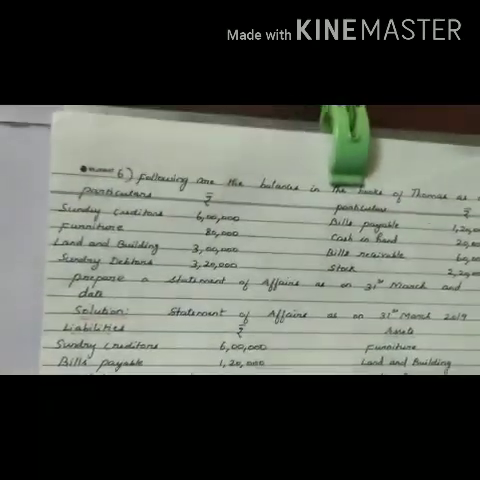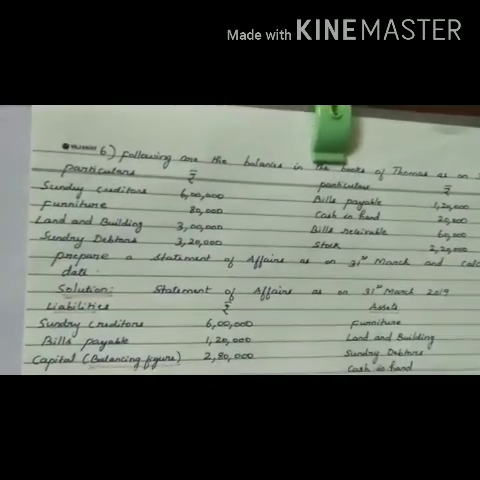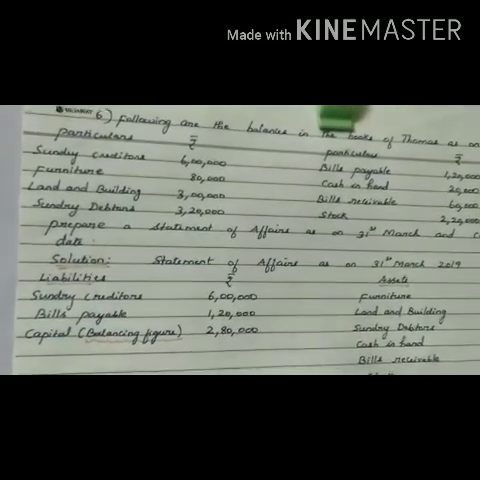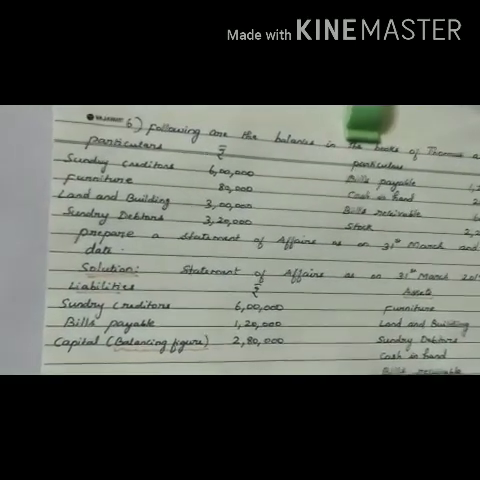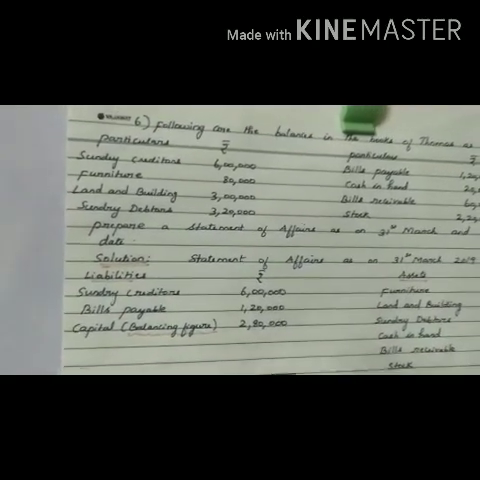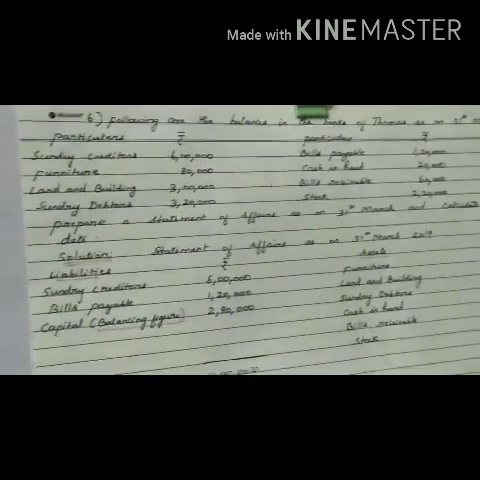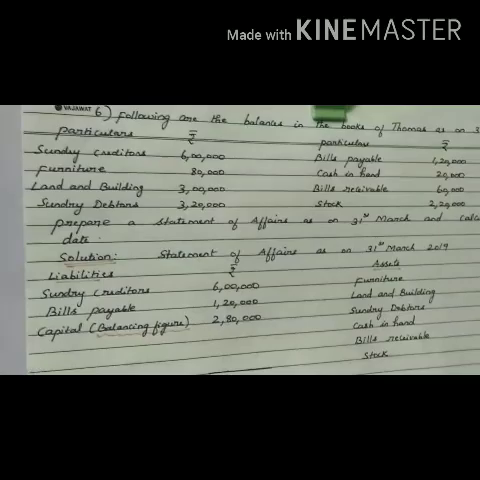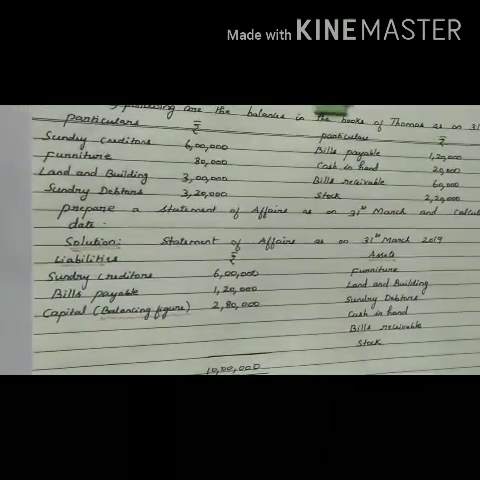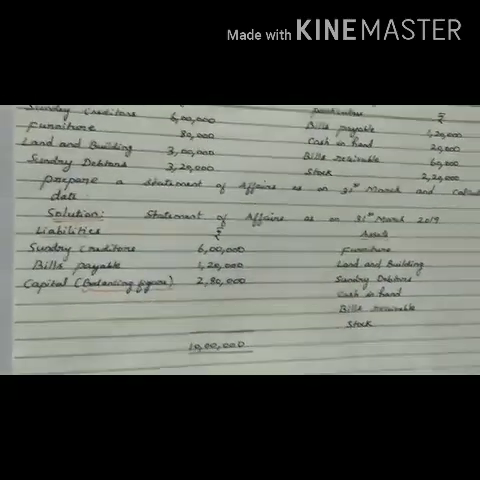Now, they've given us a set of assets and liabilities. So we have to prepare a statement called statement of affairs. It is similar to a balance sheet. We will have all the liabilities on the left side and assets on the right side. The difference between the total of assets and the total of liabilities will give the capital. So let us move on to the solution. So how to prepare this statement of affairs?